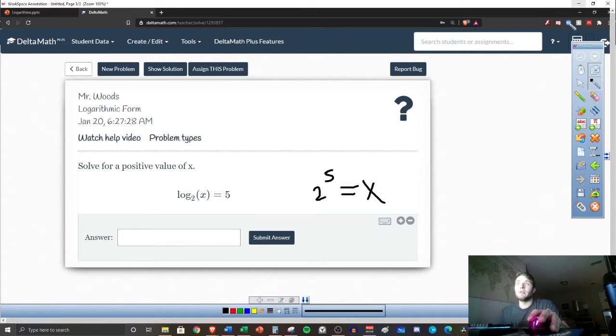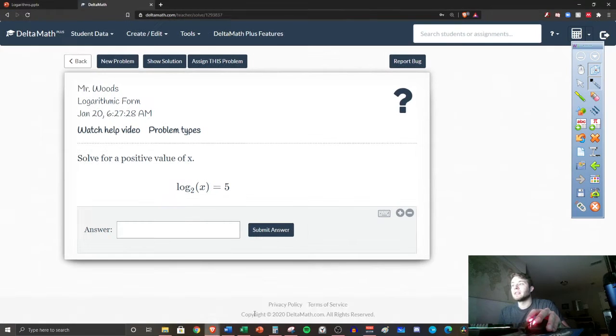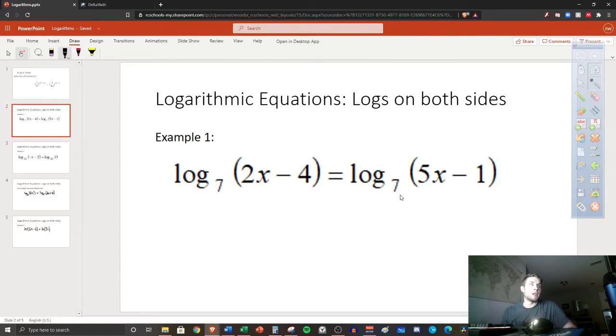Now, whenever you have logs on both sides, we're not actually allowed to do any of that, okay? We have to have another way to do it. And we'll talk about how it's actually a pretty simple approach that we're going to be doing.